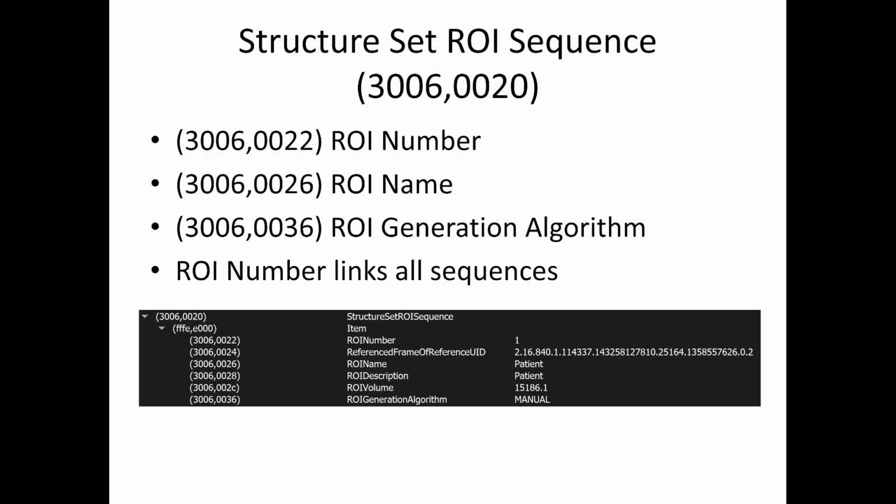Now let's look at examples. The structure set ROI sequence is defined in the DICOM tag 3006,0020, as shown here. Each ROI has an ROI number, an ROI name, and an optional ROI generation algorithm, as shown here. Inside the structure set ROI sequence, it defines each ROI. And here is an example of one ROI item.